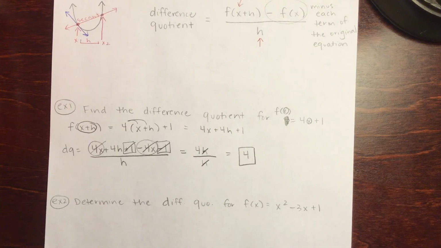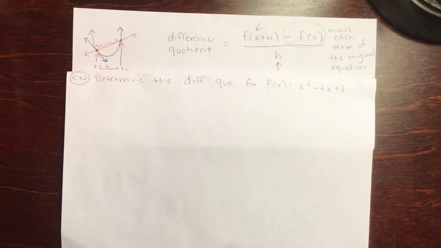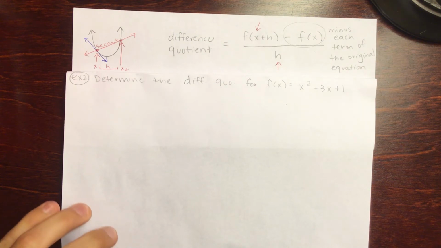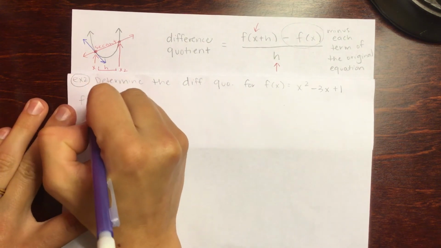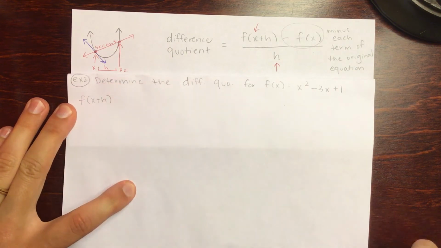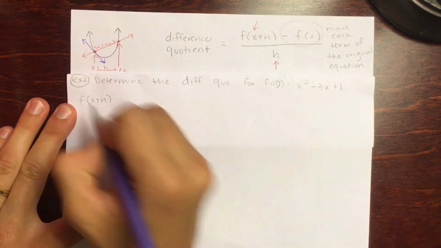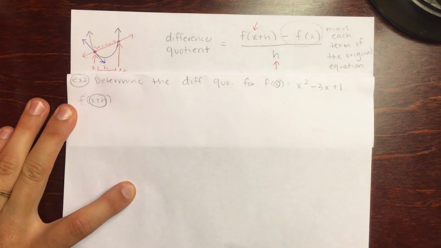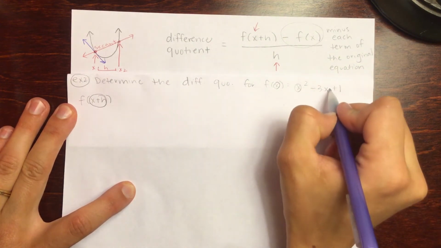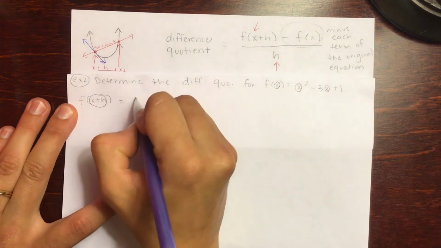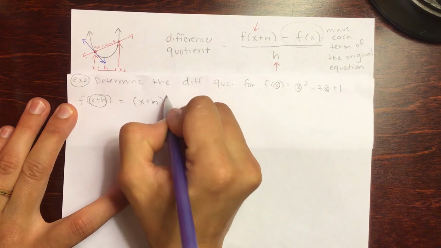That one's kind of boring. So let's do one that has a little more going on. Let's determine the difference quotient for f of x equals x squared minus 3x plus 1. I like to start by figuring out what f of x plus h is. So instead of an x here, I have an x plus h. Everywhere you see an x in the original equation, you have to replace it with an x plus h.